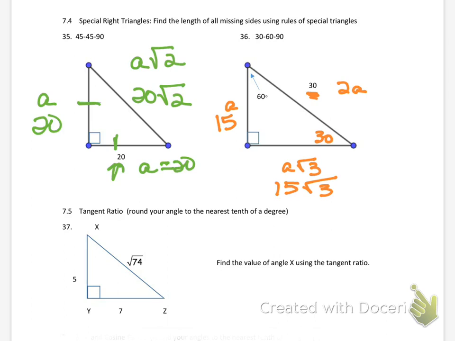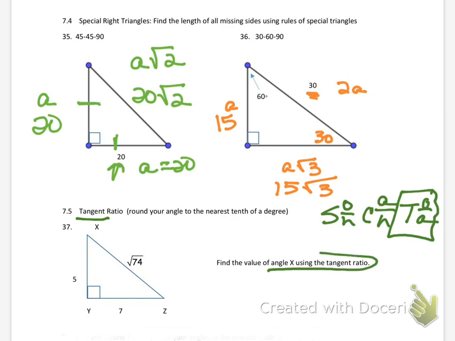Okay, so now we're in right triangles. We're still in right triangles. And we're in the world of SOHCAHTOA. Since this is tangent ratio, our focus is going to be tangent, which is equal to opposite over adjacent. So it says find the value of angle X using the tangent ratio. Here is X, right here.